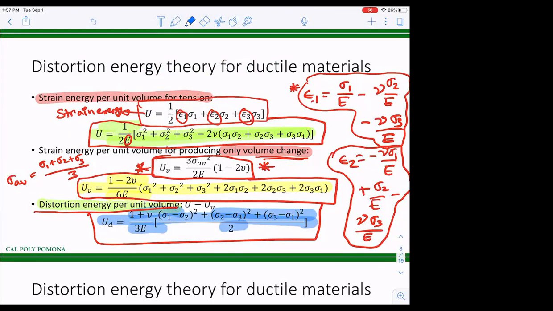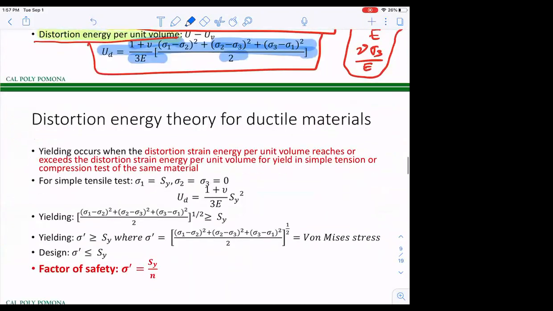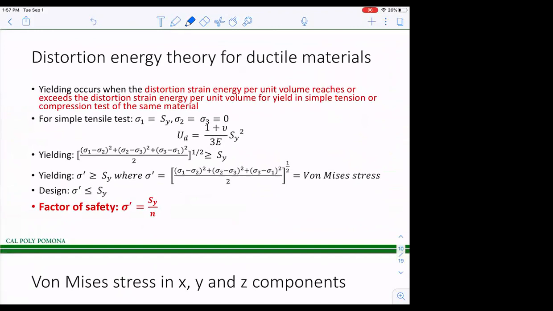This is my distortion energy. Now you might be thinking, why is she spending so much time making us understand distortion energy? That's because now we're going to dive into the theory. What does the theory say?